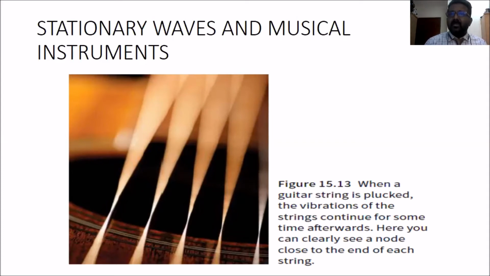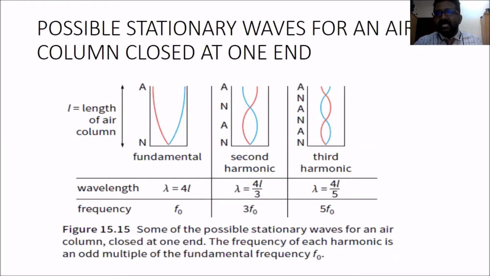The frequency of a harmonic is always a multiple of the fundamental frequency, and I'm going to show you the diagram. Here are some of the possible stationary waves for an air column closed at one end.